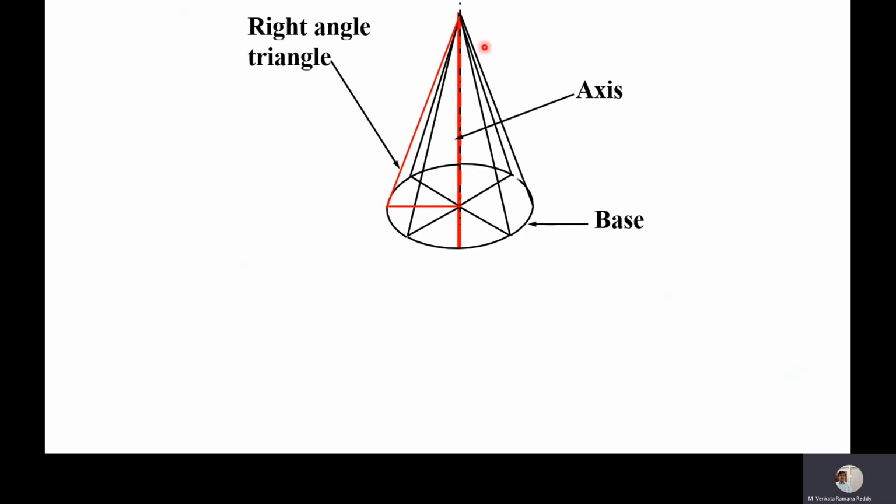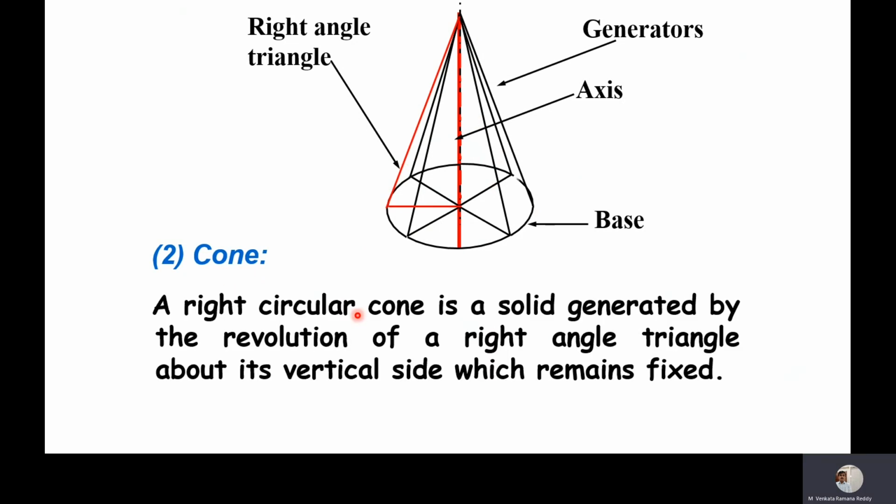So this red color one is the right angle triangle, and this is the axis and this one is the base. So a cone, a right circular cone, is a solid generated by the revolution of a right angle triangle about its vertical side, which remains fixed.